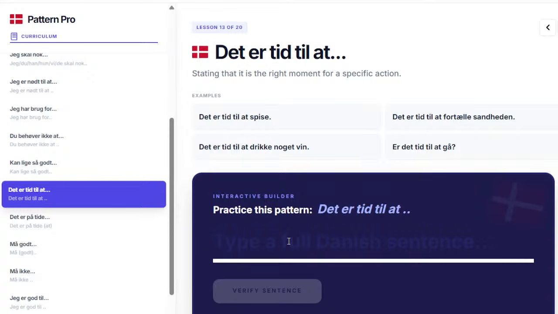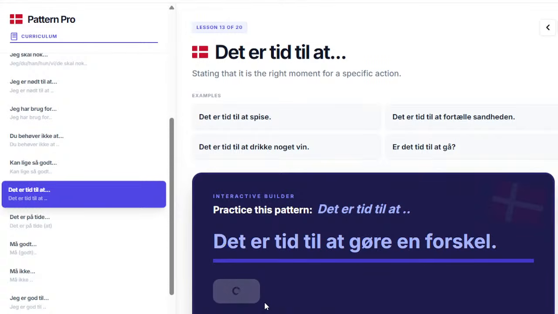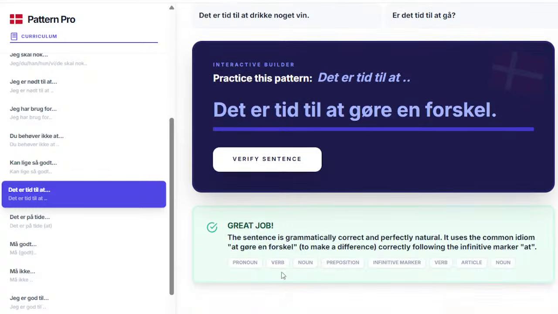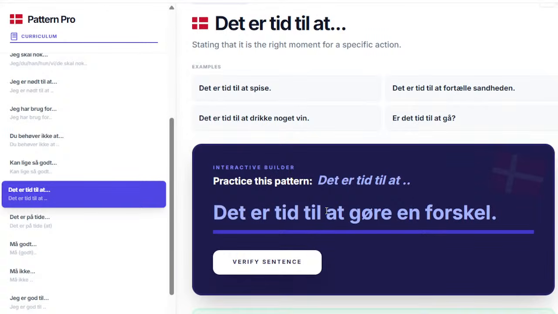Er det tid til at gå? It's time to go and go home. So this is pretty easy. Ikke? Det er tid til at gøre en forskel. Why not? Det er tid til at gøre en forskel. It is time to make a difference. Okay. Det er tid til at. Yeah, you gotta have them all. Tid til at. It can sound a little bit tricky because there are a lot of T's here, but it's not that hard.